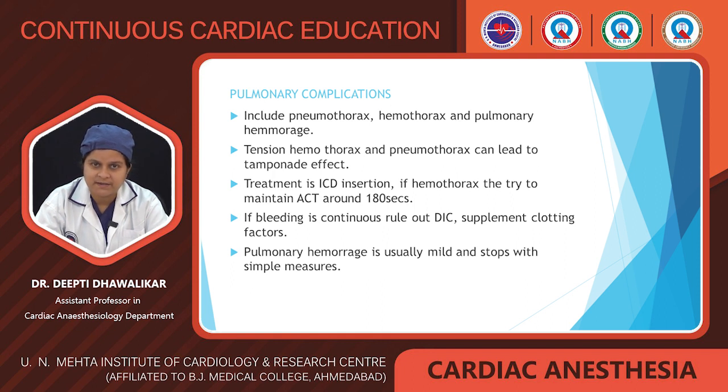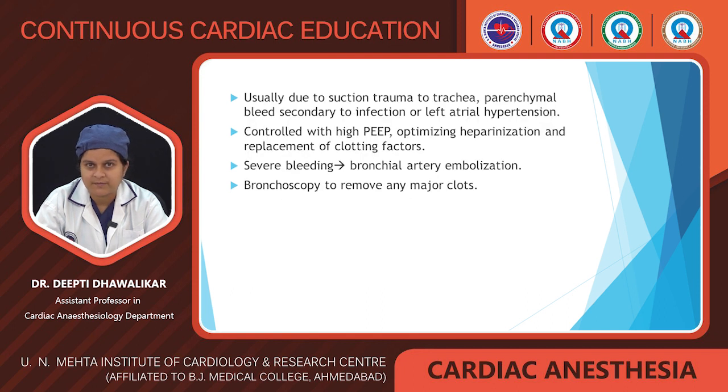Pulmonary hemorrhage is usually mild and stops with simple measures. Usually it is due to suction trauma to the trachea or parenchymal bleed secondary to infection or left atrial hypertension. It can be controlled with higher PEEP, optimizing heparinization and replacement of the clotting factors. In case of severe bleeding, bronchial artery embolization might have to be done, and bronchoscopy to remove any major clots.